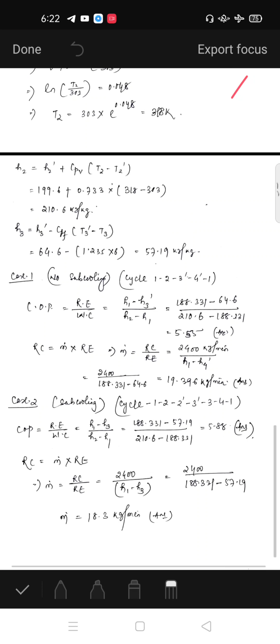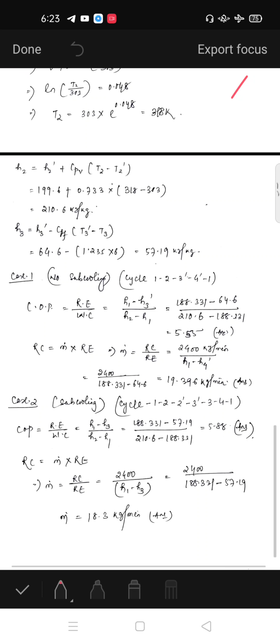Okay, so all the enthalpies are now known to us, so we can consider our case number 1, that is no subcooling. No subcooling means the cycle will be 1 to 2 to 3 dash to 4 dash to 1. Clear. The COP formula is the same, RE by WC. RE means H1 minus H3 dash, and WC means H2 minus H1. You know all the values of different enthalpies, just put the values, and you can find the COP will be 5.55.